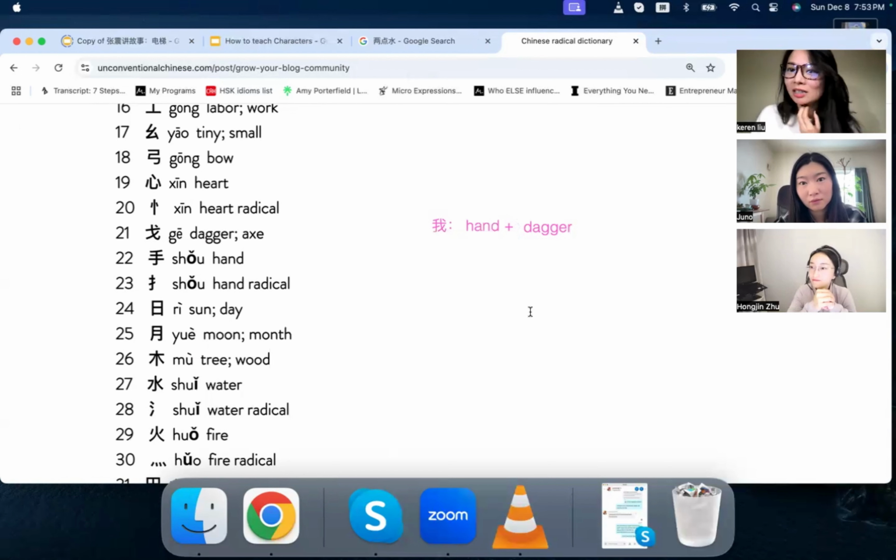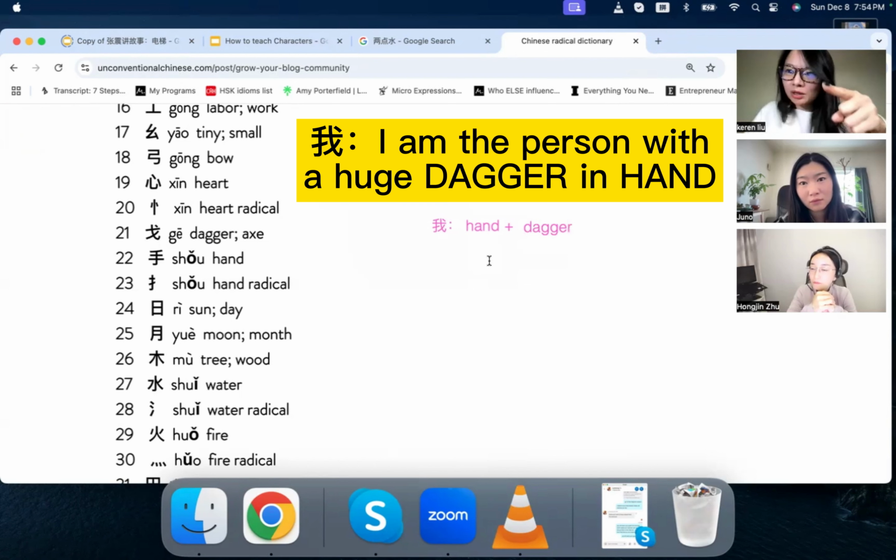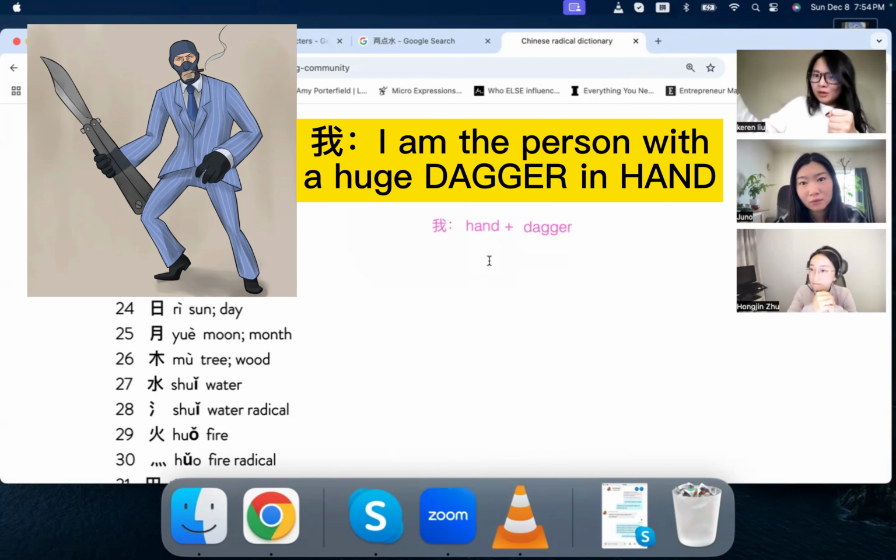Students may or may not give you creative answers. I will tell them this. In ancient or old times, when people just created characters, they had very limited resources. They needed to fight for food, land, women, and everything. When you're fighting with your enemy, you want to be the person who has a knife in hand. You don't want them to be the person to have a knife. And that is related to the character 你.